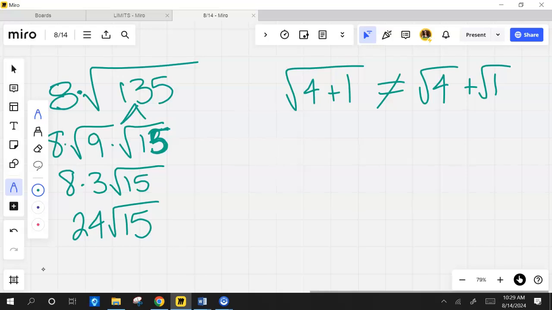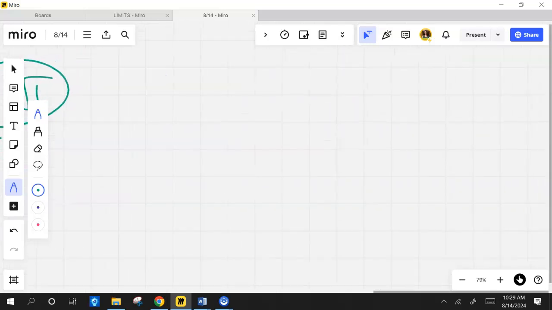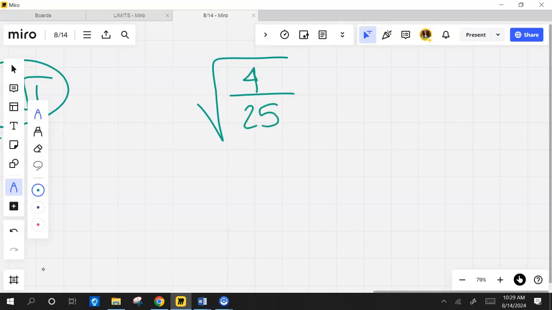Be very careful there. Now, yes, but this you cannot make. I'm saying you can't split them into two separate radicals. Now you can split up multiplication, and you can also split up division. So you could make this the square root of 4 over the square root of 25, which would be what? 2 over 5, right? Or 2/5.